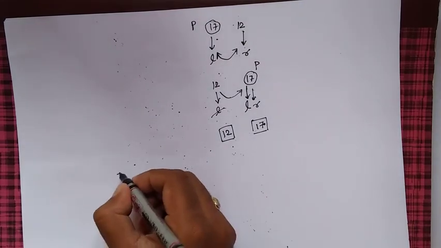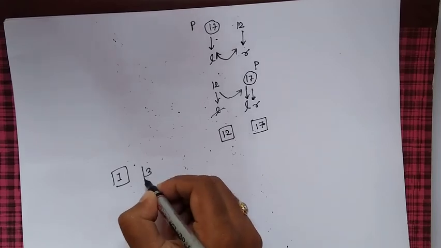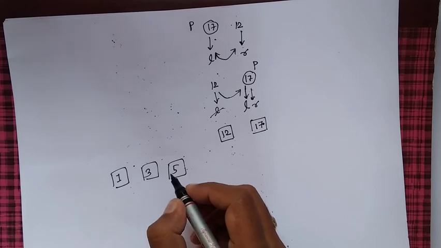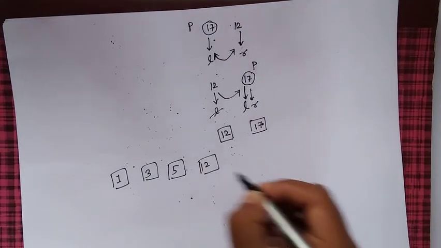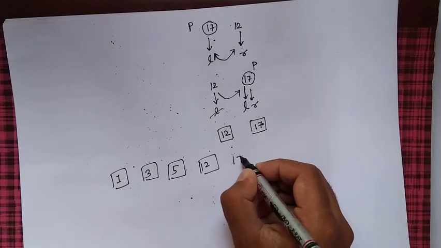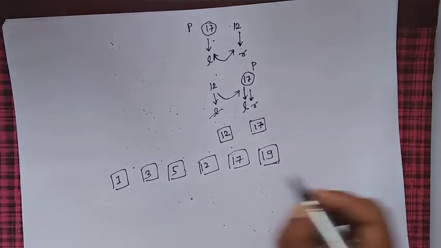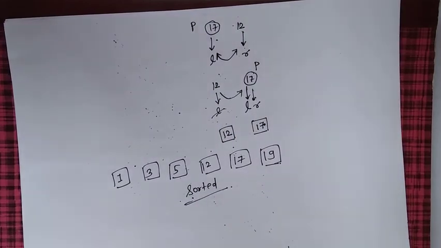Now first we got the 1, afterwards we got the 3, afterwards the 5, afterwards 12, and now 17, and the last element is 19. So now here we can say all the elements are in sorted order. So like that we are going to apply the quicksort algorithm. Thank you.